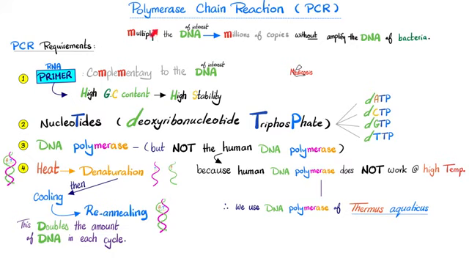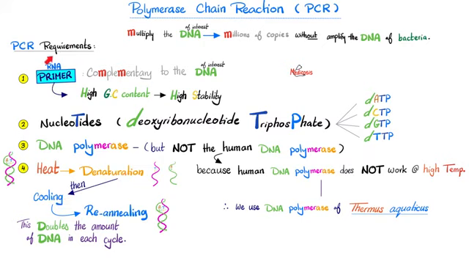PCR time, again we multiply the DNA of interest. PCR can give you millions of copies without even amplifying the DNA of the bacteria. Requirements for PCR: we need a primer, we need nucleotides, we need DNA polymerase, and we need heat for denaturation, followed by cooling for re-annealing.